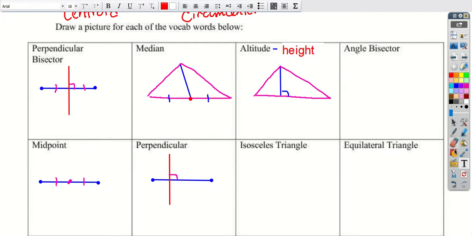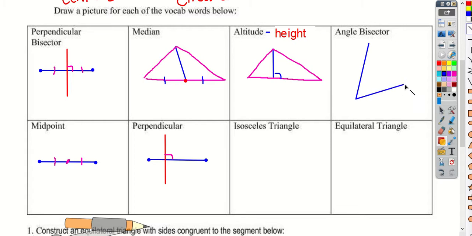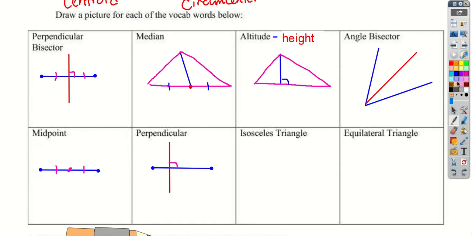For an angle bisector, we're just going to draw an angle, okay, and we're going to draw a line that cuts through the center of the angle. Now, in order to be a bisector, we have to label that these two new angles are equal.